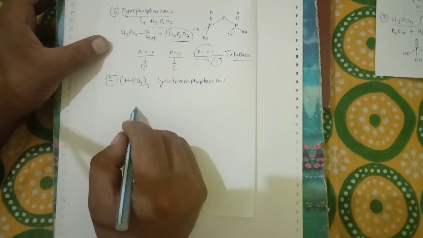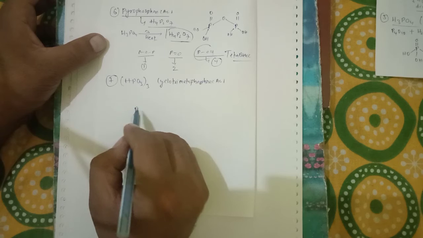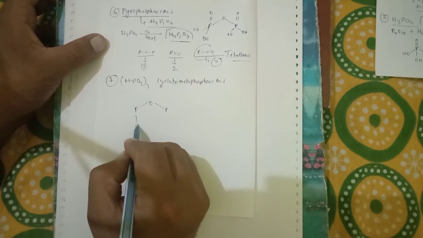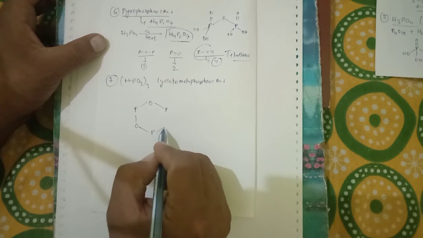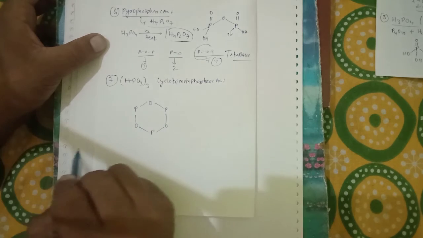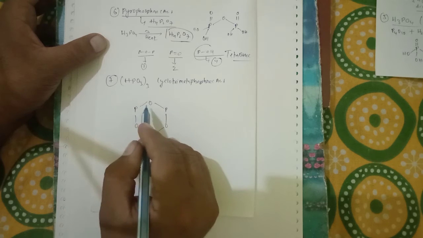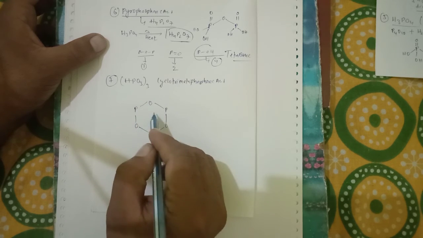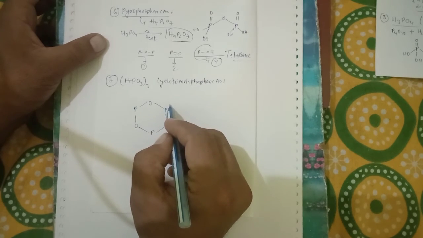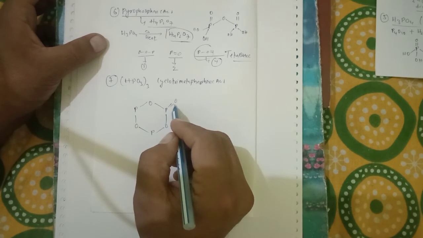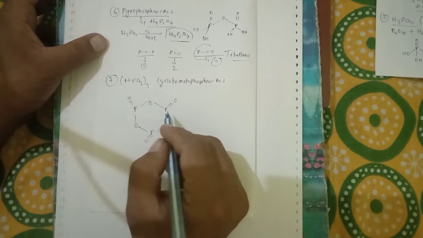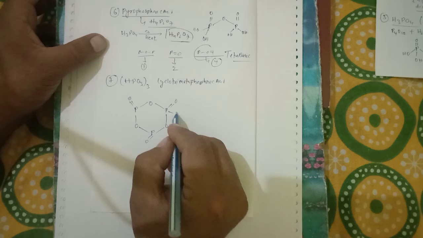We find here that it is a ring structure. So phosphorus, oxygen, phosphorus, oxygen, phosphorus, oxygen. In this way, alternately, phosphorus and oxygen atoms are linked with each other, forming a hexagon arrangement. Then each phosphorus atom is also linked with an oxygen atom by a double bond, and each phosphorus atom is also linked with OH.